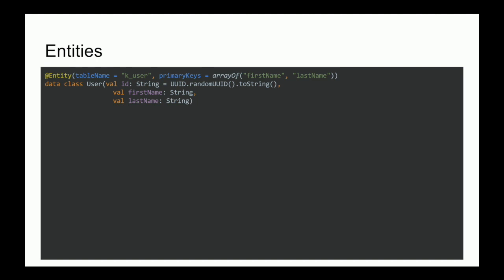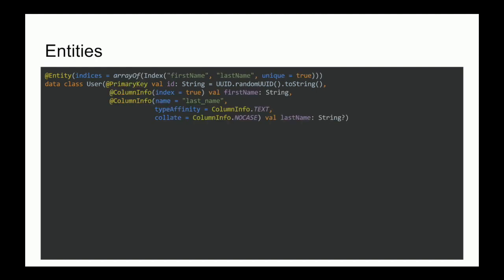So this consists of multiple fields in this case. Indices, you are able to supply your indices as well. You can do all kinds of variations. So you have an index on a single field, multiple fields, unique indices. Basically everything that SQLite supports.